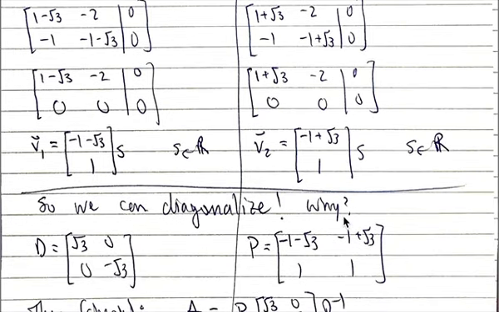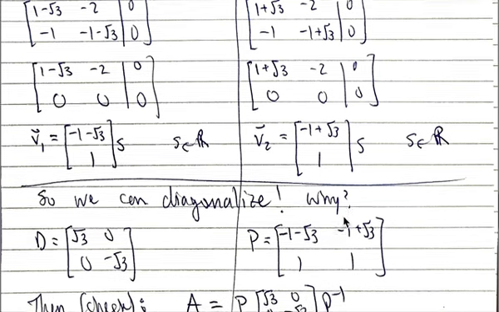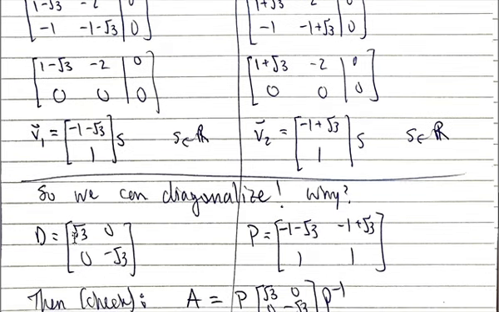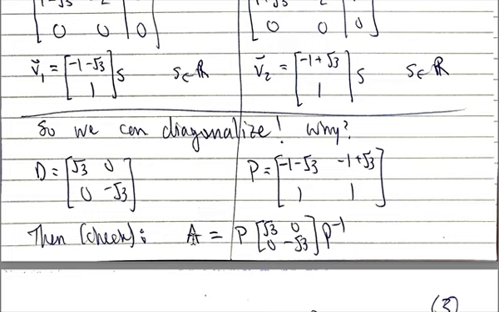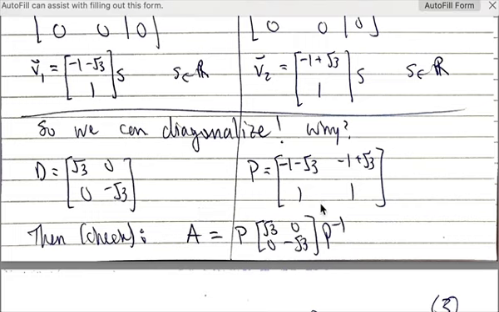And so following the procedure before, what we do is we construct a matrix D, which is diagonal. We put the eigenvalues on the diagonal, root 3, minus root 3. Then we line up the eigenvectors. This eigenvector is the one that goes with this eigenvalue. This eigenvector is the one that goes with this eigenvalue. And then what we have is A equals P D P inverse.